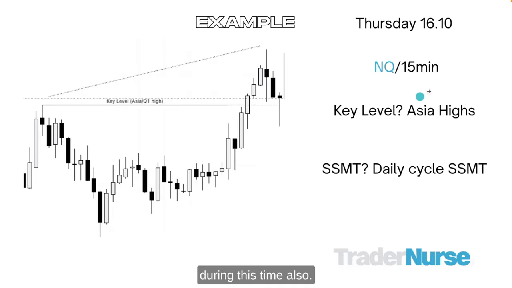during this time also. Okay, so here nothing happens unless we take out a key level, and I can't stress this enough, and that'll be stressed even further when I go through some examples. Okay, I cannot stress this enough. So we've got our key level, which is the Asia high or Q1's high. We've got our sequential SMT in the form of a daily cycle sequential SMT between Q1 and London.